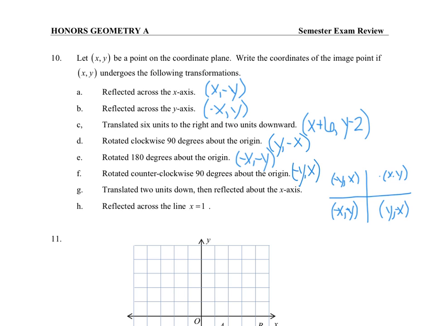Part G says translated 2 units down. So if we do that, we've got our x, which stays the same, and y becomes y - 2. We've translated 2 units down. And then we're reflecting about the x-axis, meaning our x stays the same, but our y's are going to become negative. What this means is that we're going to have x, negative of y - 2. And if we simplify that, we're going to have x, -y + 2. If you have x, 2 - y, that means the same thing.